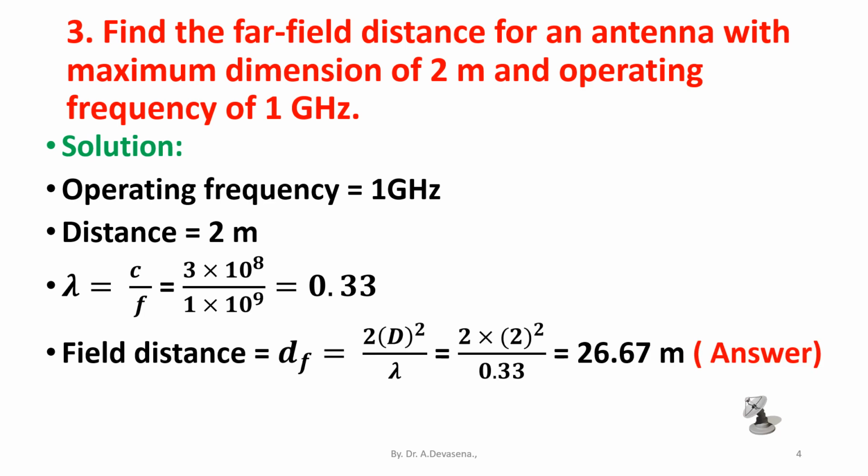Far field distance is equal to D suffix F, that is equal to 2D square by lambda. Here capital D is the distance. In this problem, they have specified the distance is 2 meter. So 2 into D square divided by lambda, we have calculated its value is 0.33. That is 2 into 2 square divided by 0.33. The answer is 26.67 meter.